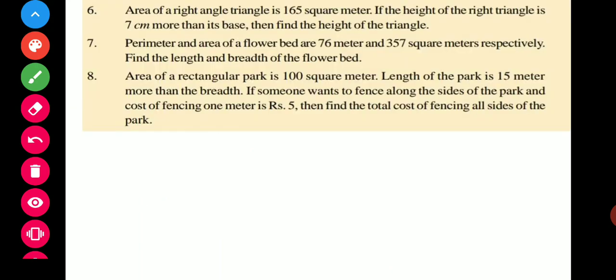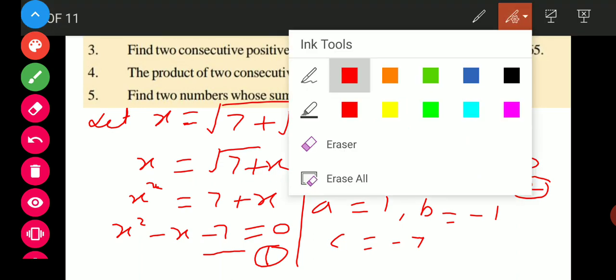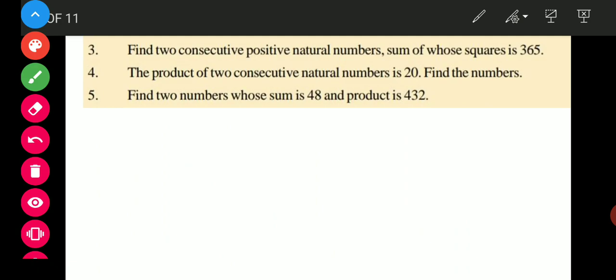Now come to the next questions. The third question is for your homework. This third one is your homework, so you can do this third question at home. Now come to the fourth question. This one is the fourth question.